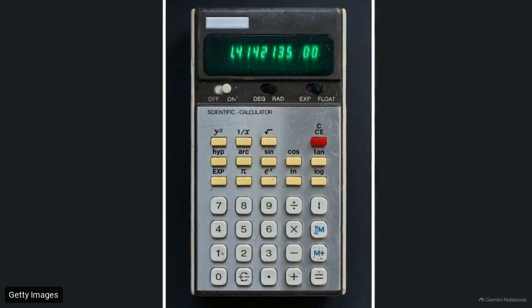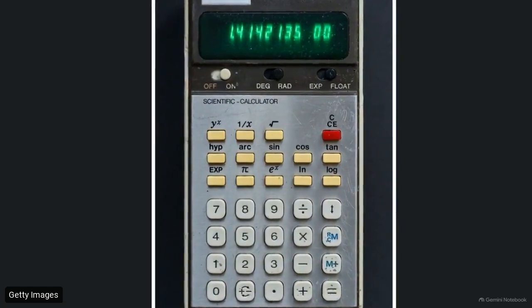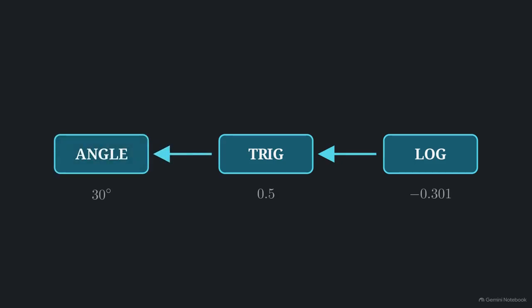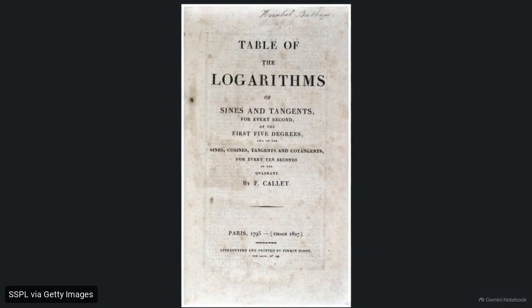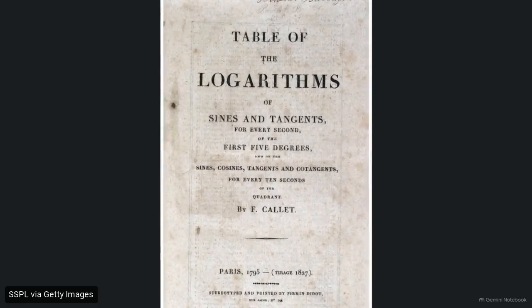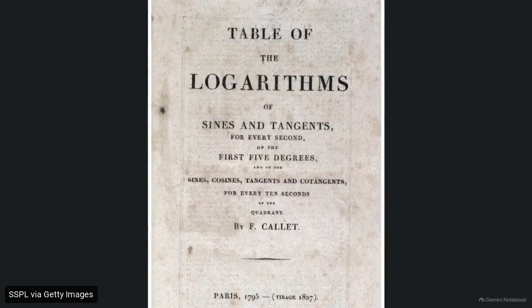If you want to find an angle from a known sine or cosine value today, you just press a button. But historically, engineers had to run this process in reverse. Instead of starting with an angle to get a logarithm, they had to start with a logarithm, translate it to a trigonometric value, and then trace that value backward to find the original angle. To do that without a computer, they relied on printed mathematical dictionaries, heavy volumes of logarithmic tables.